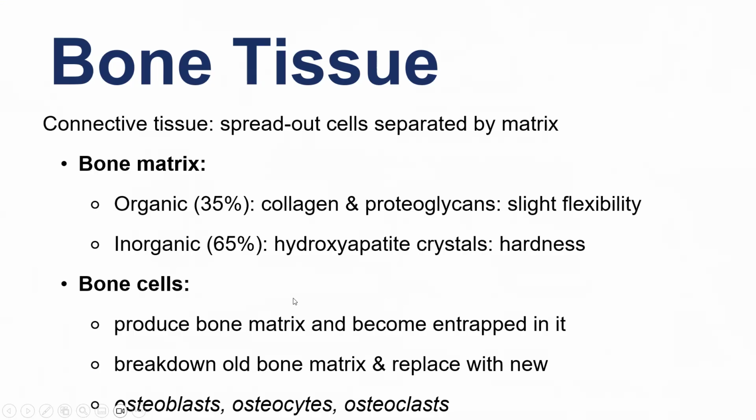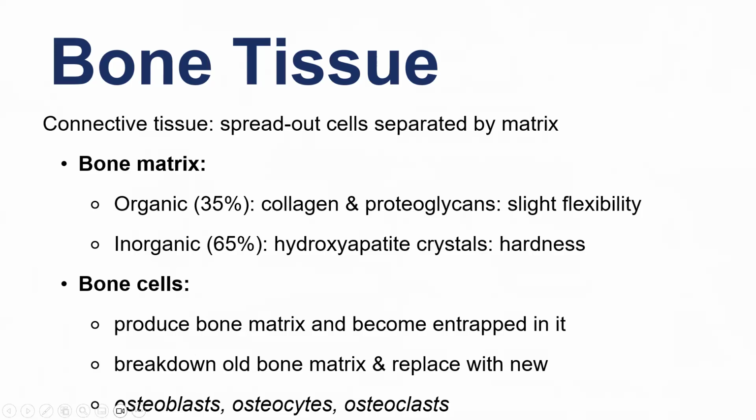Our bone cells can produce that bone matrix, and then eventually they end up being entrapped or they stay in that lacuna completely surrounded by bone matrix. So we said our middle one right here, our osteocytes, those are our mature bone cells, and they're the ones that can do both jobs. They can break down some of the old, they can put a little bit of new down.